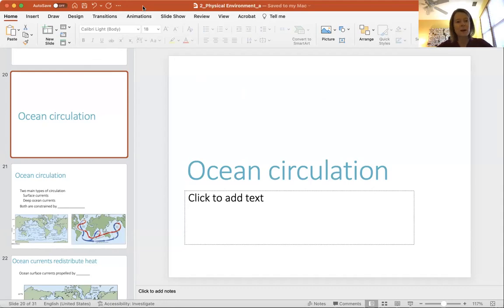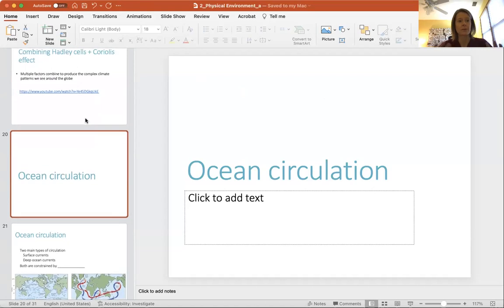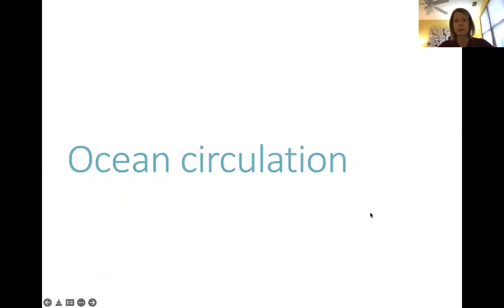I am just going to finish up that PowerPoint that we started on Thursday. It's the first half of the physical environment chapter. We finished talking about the combination of the Hadley cells and Coriolis effect. Definitely review that if you don't quite remember what's going on with those. The last part of this is really just about ocean circulation. So I'll go through these slides fairly quickly. I can answer any questions you have Thursday when we meet.